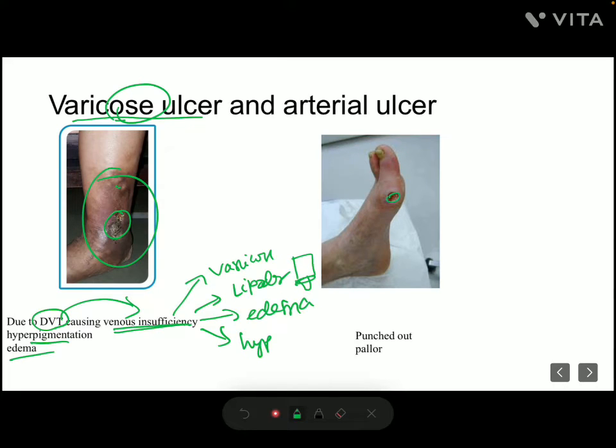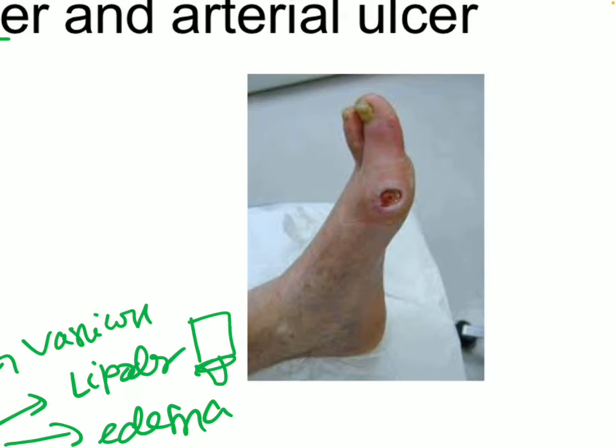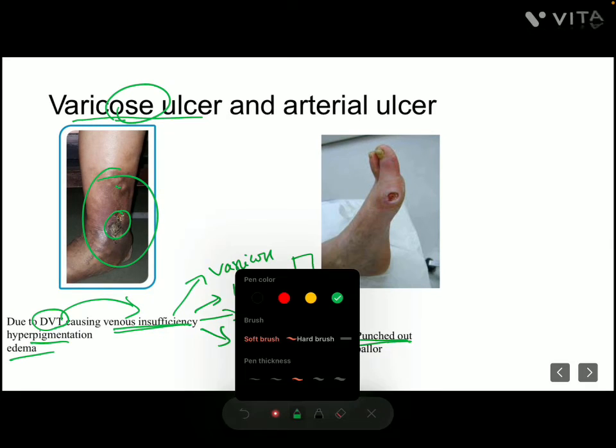As you can see, this is an arterial ulcer. They are mostly punched out lesions. They can be very deep. They can even reach up to your bones. Sometimes you can see tendons and bones also. And when you look at the image closely, you can see the pallor on the image. This indicates the arterial insufficiency again.